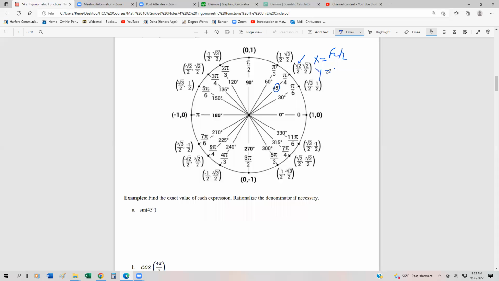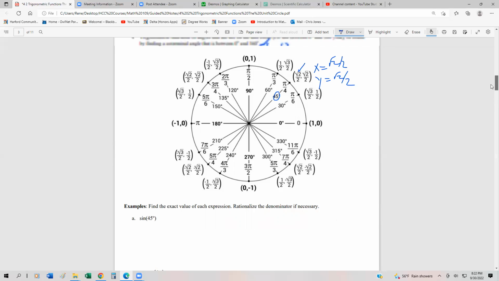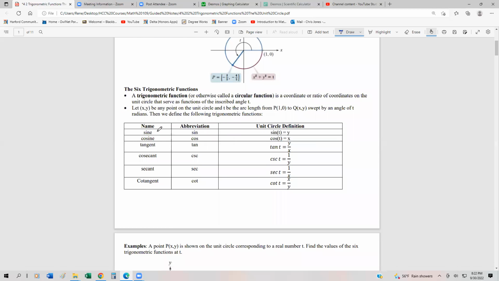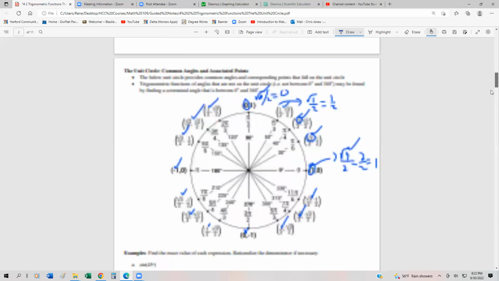And we notice the y coordinate is root 2 over 2. We go all the way back up to those values that we memorized, or those definitions, okay? And we remember that the sine function is the y coordinate, okay? So like I said, the sooner we memorize these, the easier our lives are going to be. So if you haven't memorized them yet, what I would recommend is pause the video, make up some flashcards, and memorize these, okay? Otherwise, it's going to be rough going through the rest of the course.